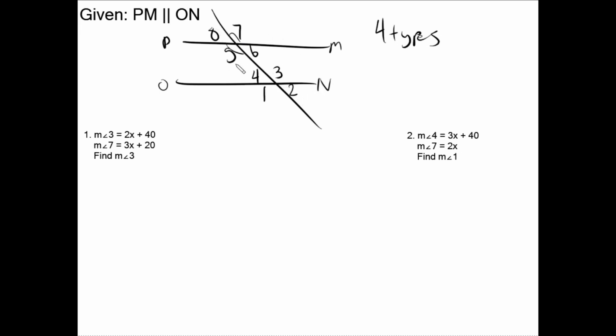The second type is corresponding angles. It is where the angles are in the same spot on a different line. So you see how 7 is in the top right corner and 3 is in the top right corner? These two angles would be congruent.